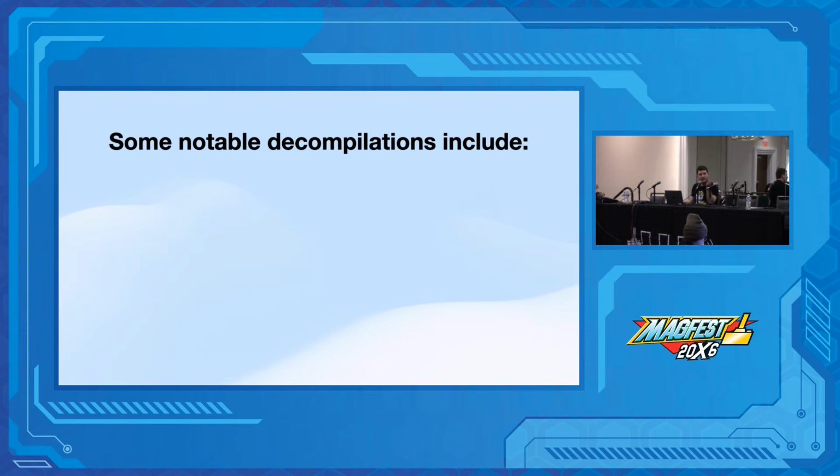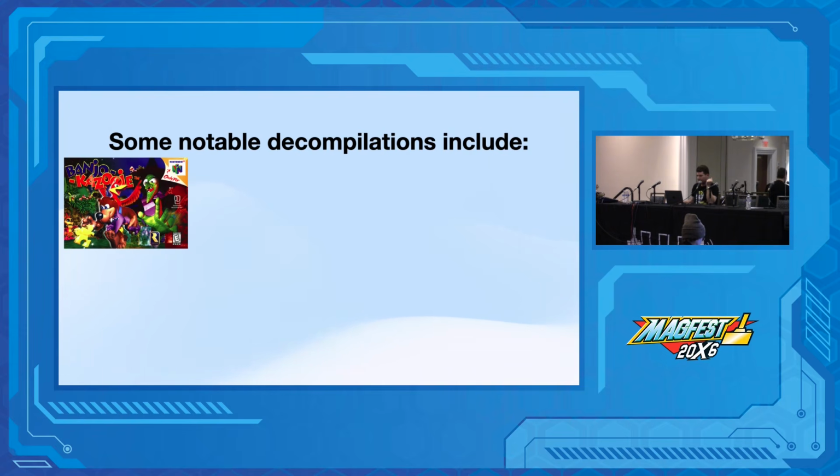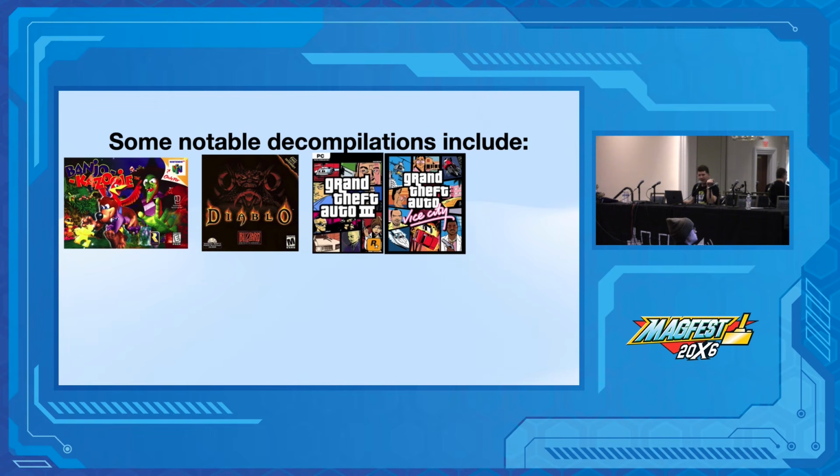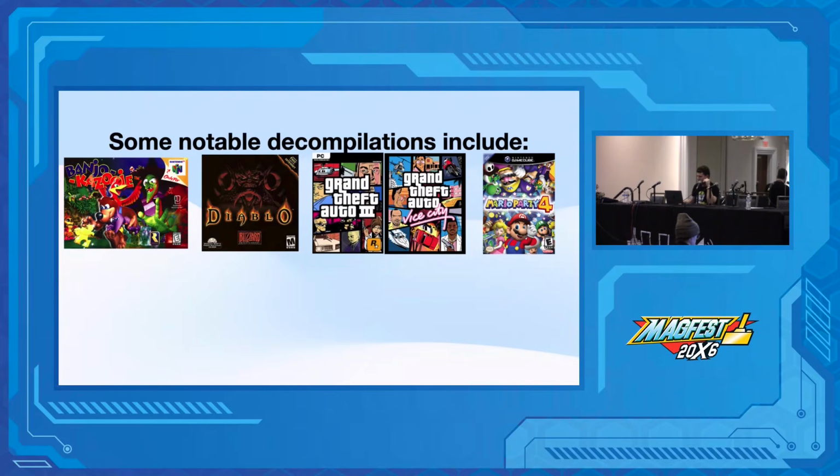Some notable decompilations here include, of course, Banjo-Kazooie, as we mentioned, Diablo 1, which has an exceptional community that's built from this decompilation. It's really cool. Grand Theft Auto 3 and Vice City, which you wouldn't think, because Take-Two is famously a bit upset when you talk about any of their products anytime. But this is actually, like, the game's completely decompiled. You can find this online if you are interested in how that worked. Mario Party 4.